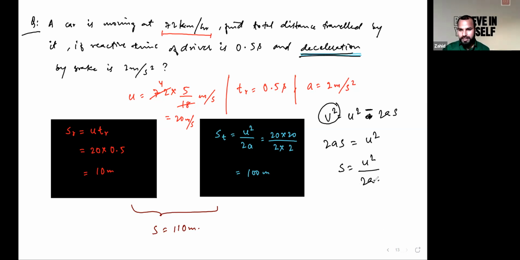Just use A as AR, which is nothing but retardation. In this formula, I've already used the negative sign. It means it is retarding or decelerating. So on simplifying, you will get the stopping distance S as U squared by 2 times AR. A is retardation or deceleration. I'm taking only the magnitude here.